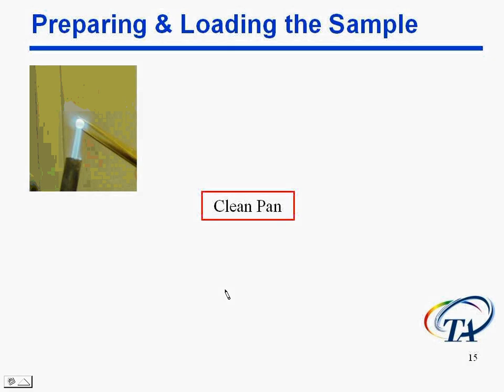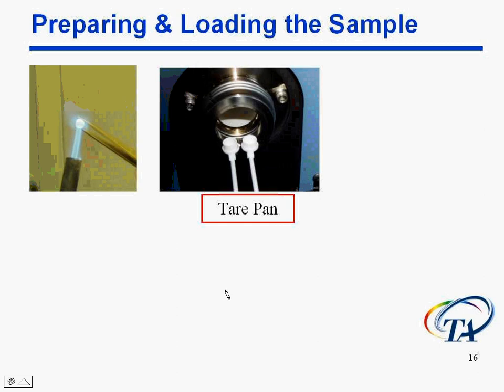Now here, one of the first things I'm doing is cleaning it. So I took this pan, held it with tweezers and put it in a Bunsen burner, or actually in this case it's a propane torch. I'm burning off anything that's on that pan to make sure it's clean. Then I'm going to put the pan and the reference pan, and they both need to be clean, on the beams, close the furnace and do a tare, so we get 0 to begin with.